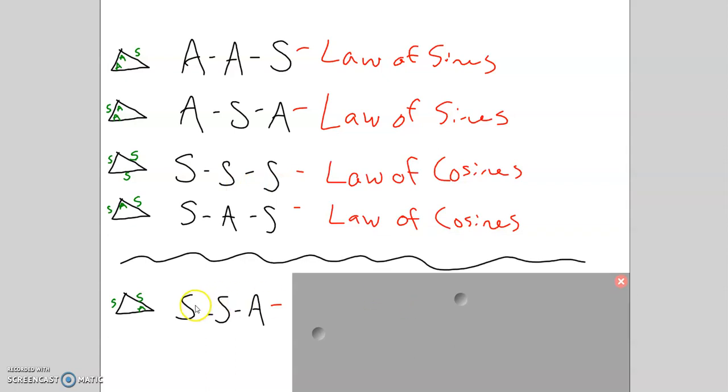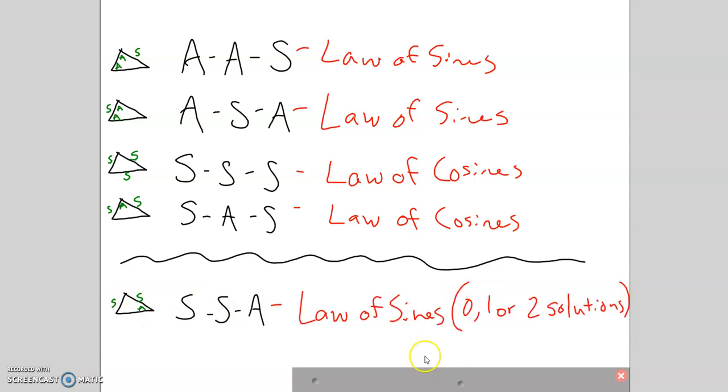And then yesterday we looked at this special type of triangle in which you know side, side, angle, so the angle isn't in between the two sides, and you can use the law of sines, but you have to be careful in this case because there could be 0, 1, or 2 solutions.